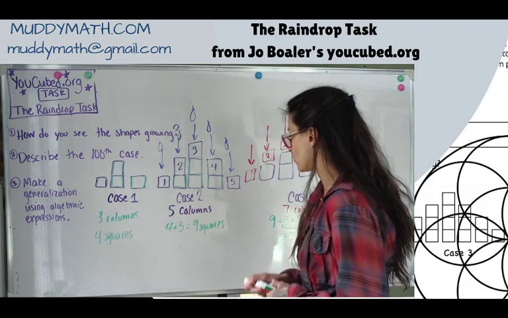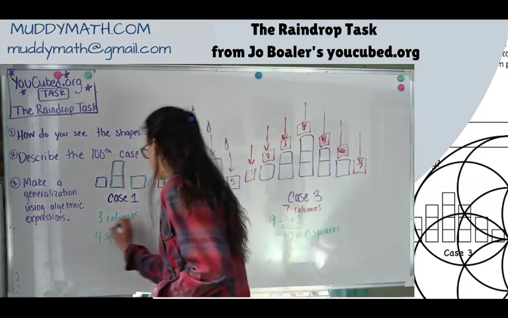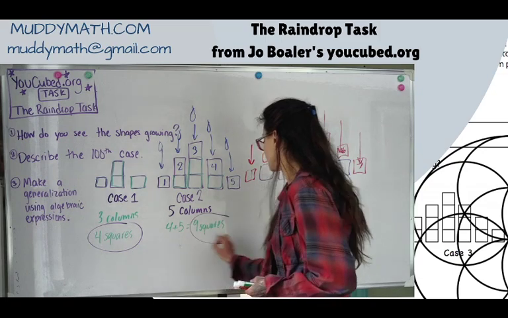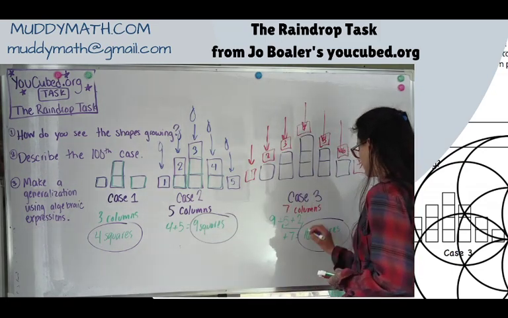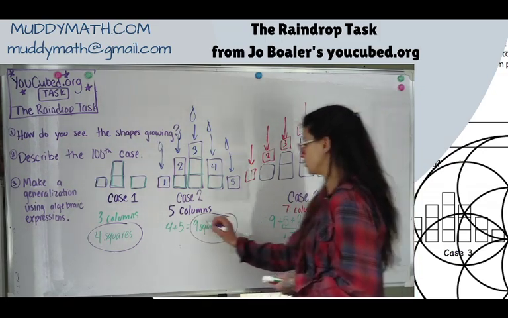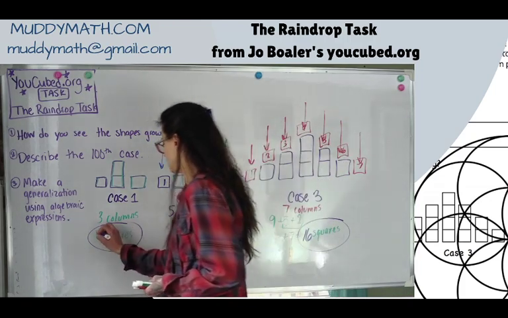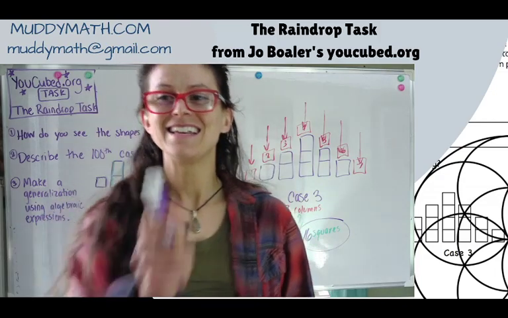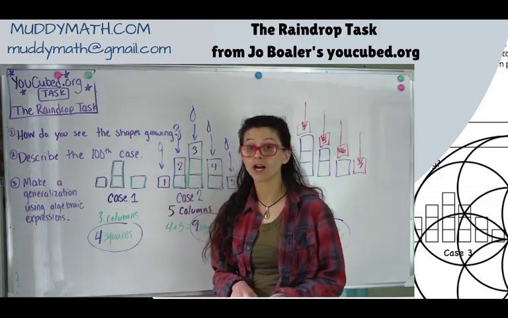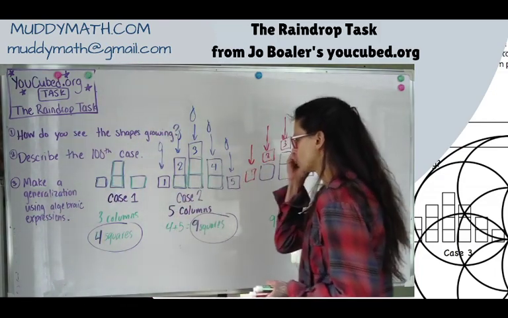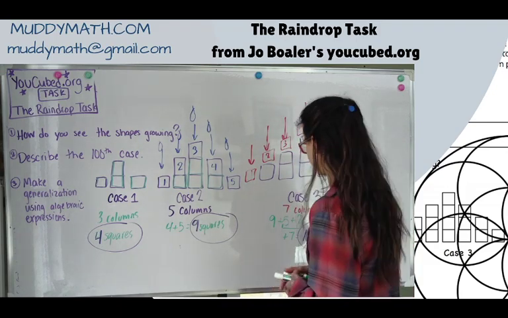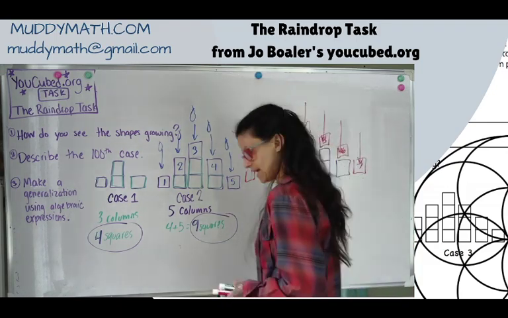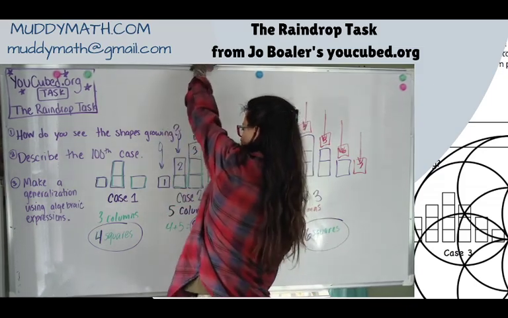Why? Because when you look at 4 squares, 9 squares, 16 squares, or raindrops, what do you notice about that series of numbers? Yes, they're perfect squares. They are perfect squares. What is a perfect square? A perfect square is, let me flip here.